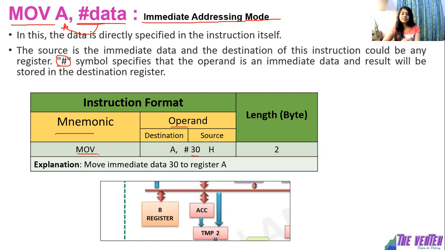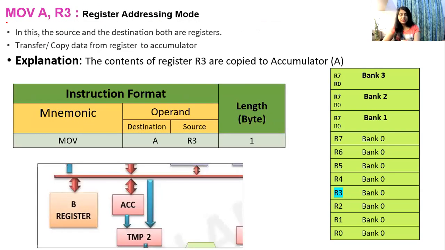What this instruction does, this instruction copies this data mentioned in the instruction in register A. What is register A? It is accumulator, an 8-bit register available in 8051 microcontroller. So this instruction will simply transfer this data into accumulator. Very simple instruction. Now next is another example, MOV A comma R3.